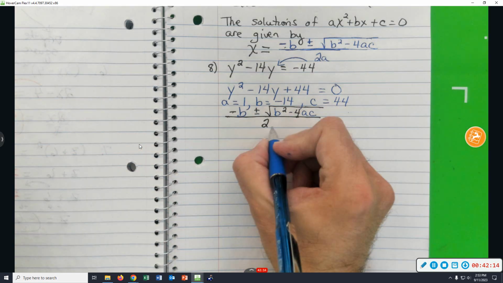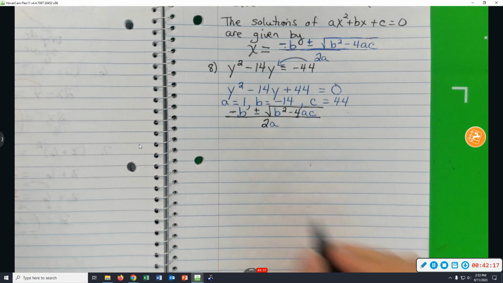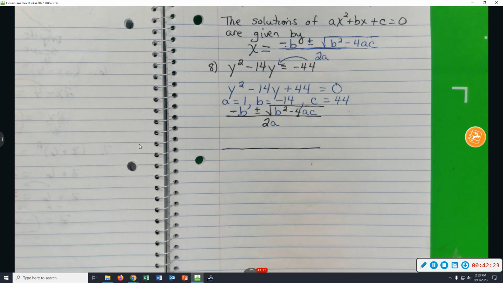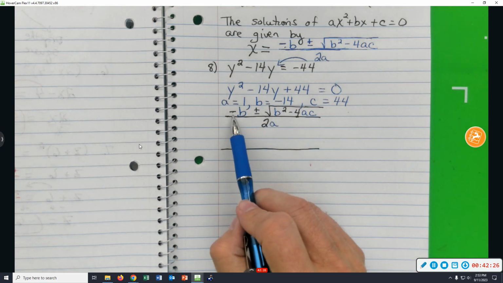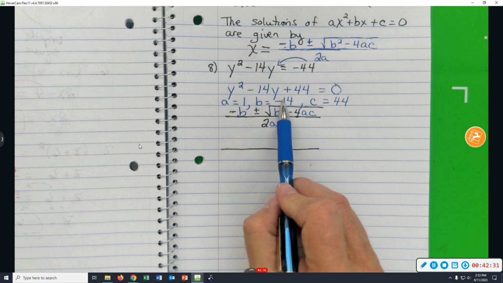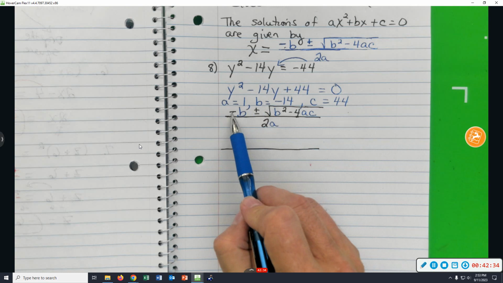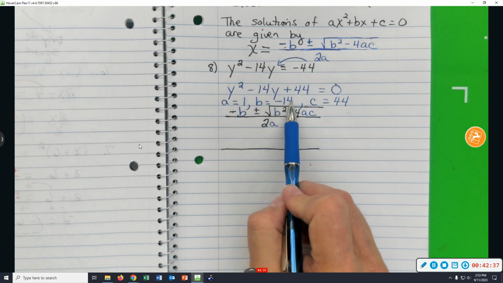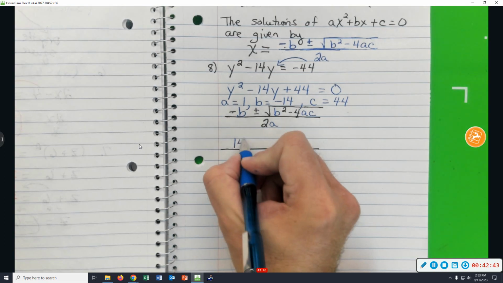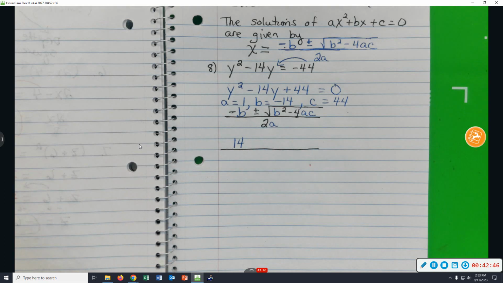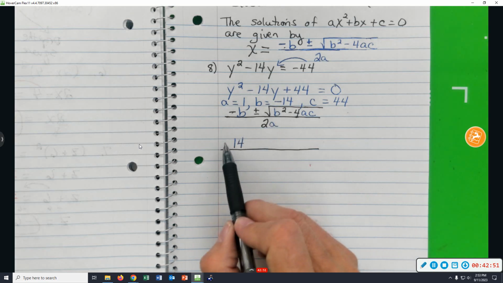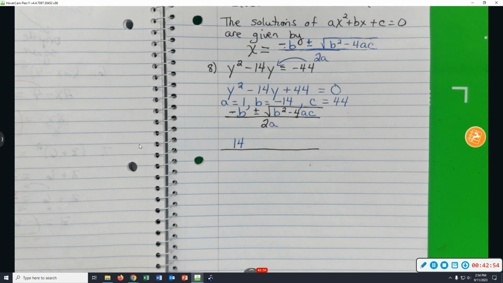And now we just plug into this formula. Okay, so that's what I'm going to do now. Start plugging in. Now, negative b. If I replace the b with a negative 14, negative 14, what am I about to write right here? Just a positive 14. Negative b really means change the sign on b. Since b is negative, negative b, negative 14, is positive 14.